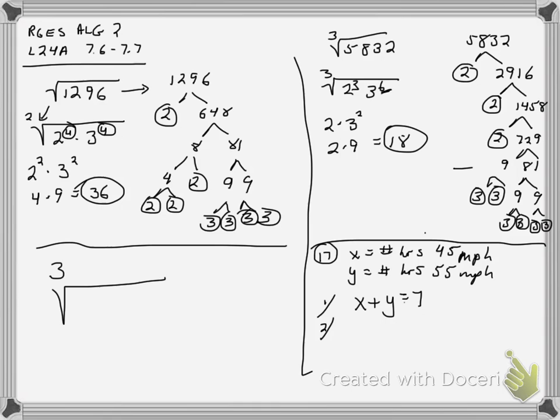And equation number two would have to do with the distance we go. If we take the hours at 45 miles per hour and multiply it by 45, we would get the number of miles we drove at that speed. And if we took the number of hours at 55 and multiplied it by 55, we would get the number of miles we drove at the second speed, and altogether we drove 357 miles. So these would be my two equations. Now you could either solve by substitution or solve by linear combination.